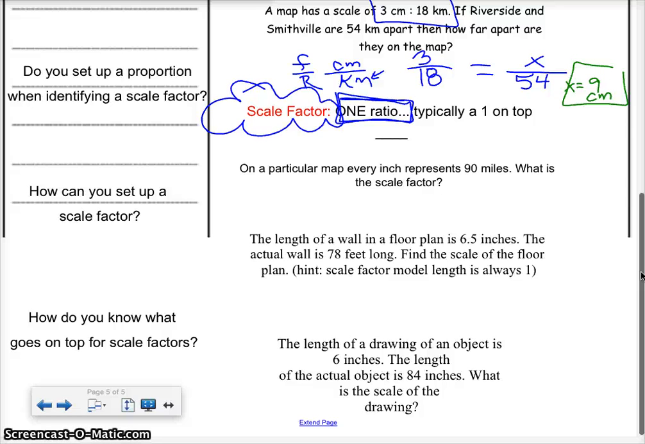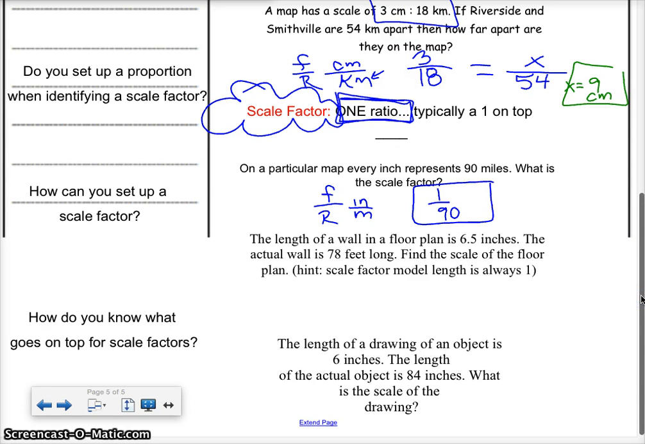On a particular map, every inch represents 90 miles. What is the scale factor? So I should have inch is to mile, also known as your fake or your model is to the real one. So 1 is to 90. So in Schoology, I go 1/90. Okay? You have to have two numbers. A scale factor is a ratio. A ratio compares two things.